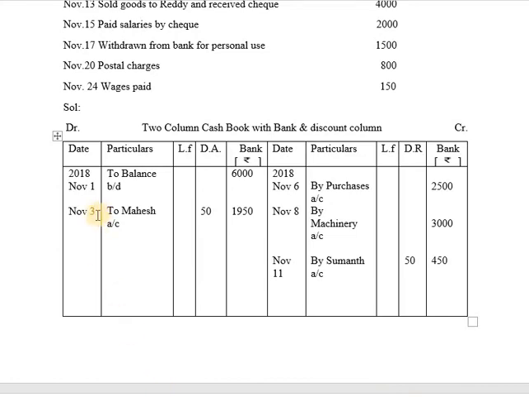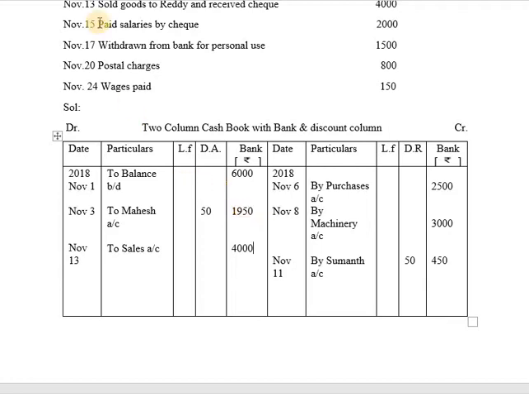So here it will be recorded as November 13, to sales account, and you are receiving 4000 rupees. So 4000 will be recorded in amount column, that is bank column.